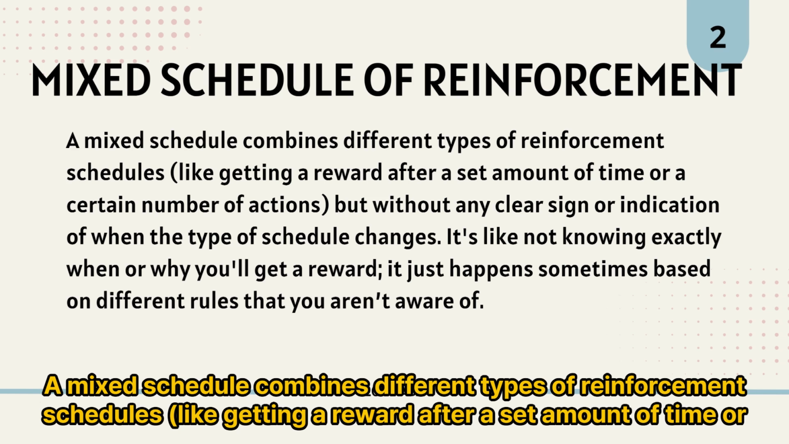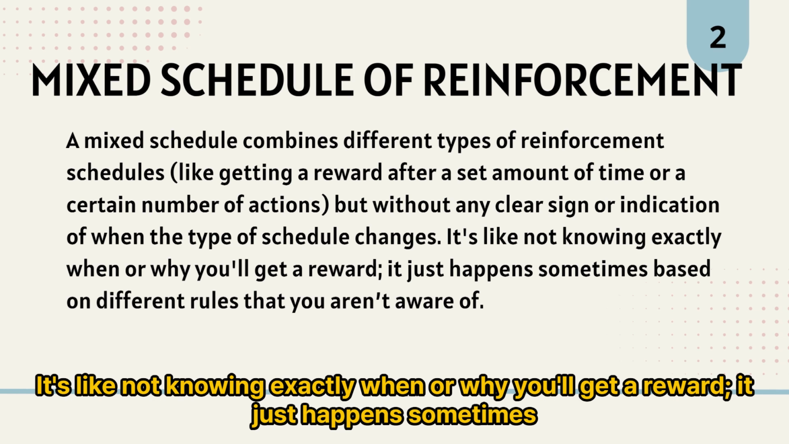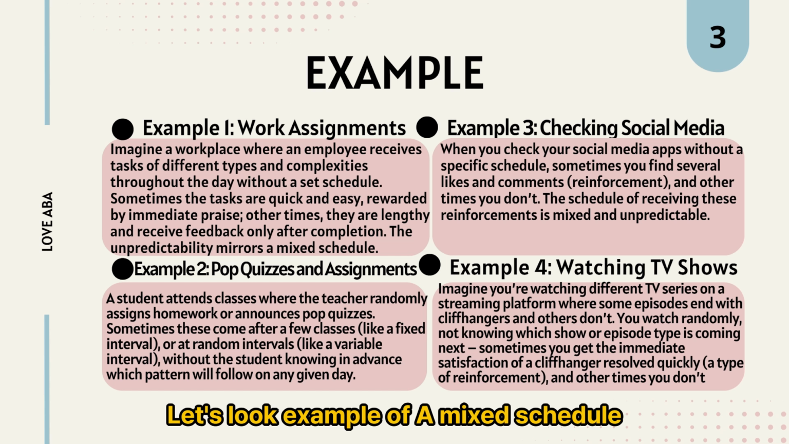A mixed schedule combines different types of reinforcement schedules, like getting a reward after a set amount of time or a certain number of actions, but without any clear sign or indication of when the type of schedule changes. It's like not knowing exactly when or why you'll get a reward, it just happens, sometimes based on different rules that you aren't aware of. Let's look at examples of a mixed schedule.